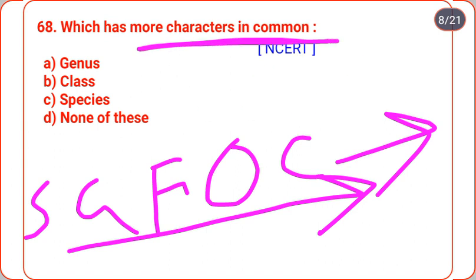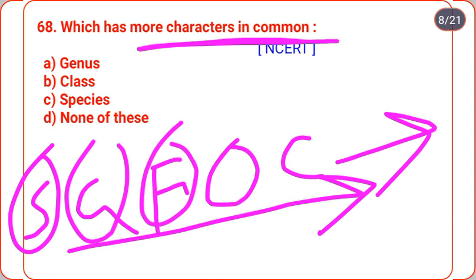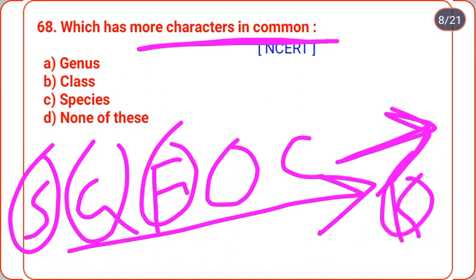More common characters means more. So the most will be in species, then genus, then family. The least common characters will be in the case of kingdom. So in this question, species has the most common characters. Remember it: if we go from left to right or bottom to top, common characters will decrease. So option C, species, is our correct answer.